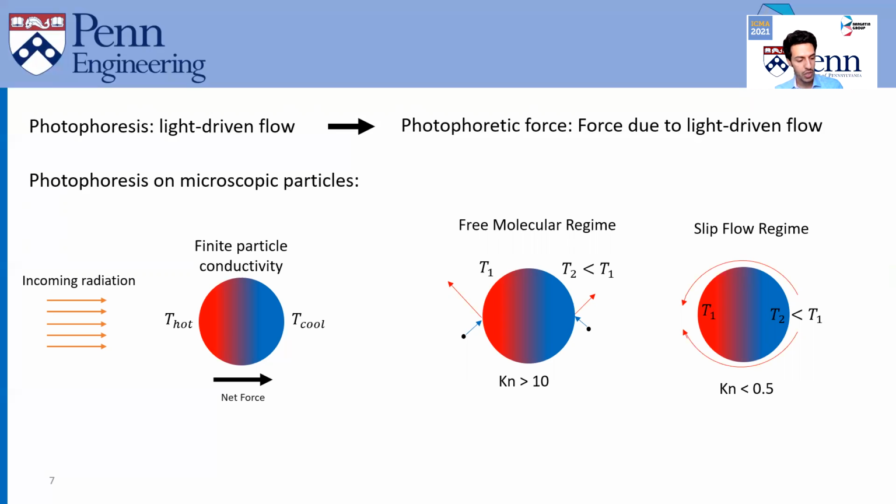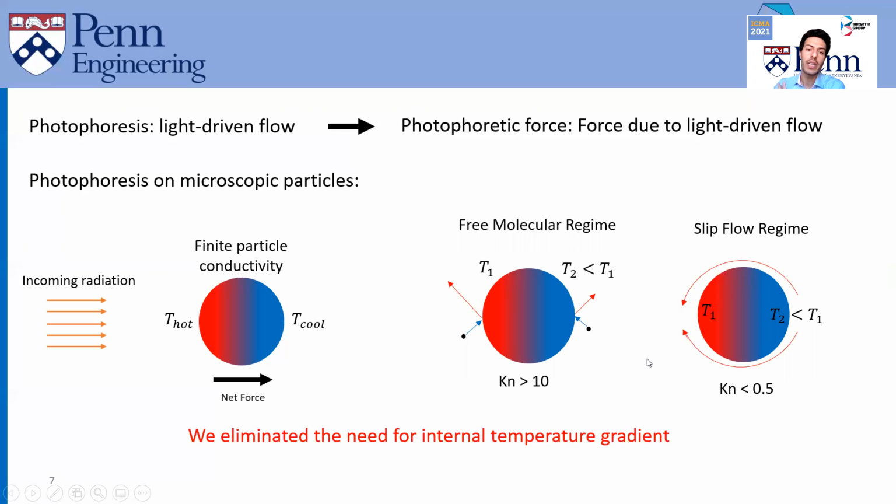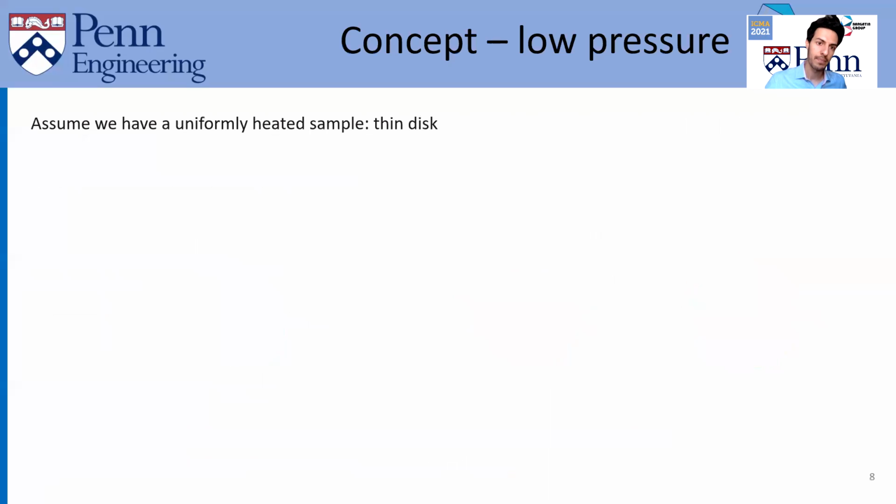So we approached our problem by assuming that we're just going to eliminate the need for the internal temperature gradient. And what we wanted to focus on was the difference between the average temperature of the sample and the ambient temperature, because at high altitudes, we also get the benefit of having a low ambient temperature. Okay, so these two were in our mind when we wanted to approach our new flight mechanism.